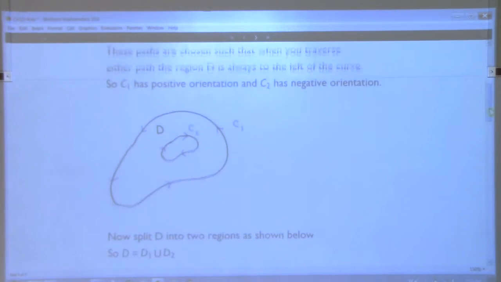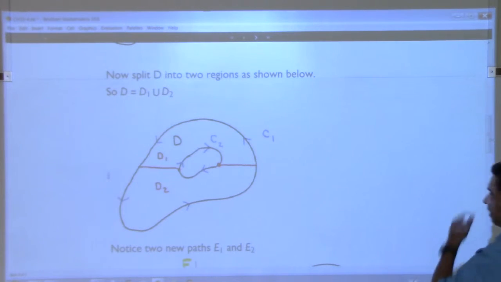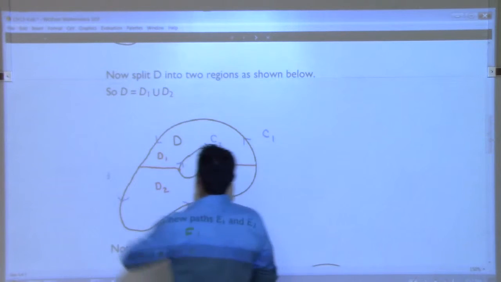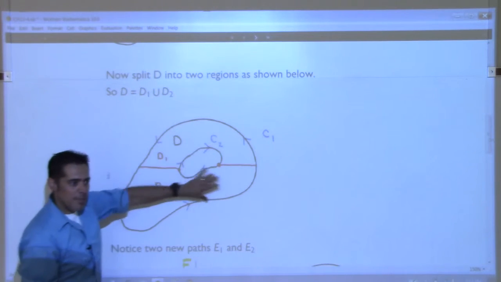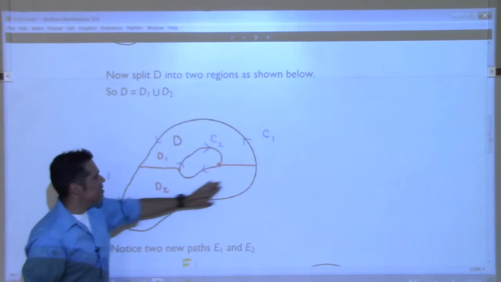Now, imagine we take that region D and we split it into two regions. So D, which was this donut shaped thing, is now D1, which is the top half of this donut, and D2, which is the bottom half.